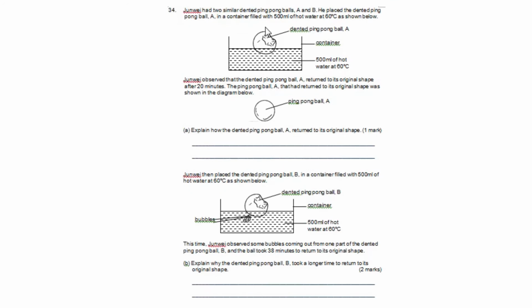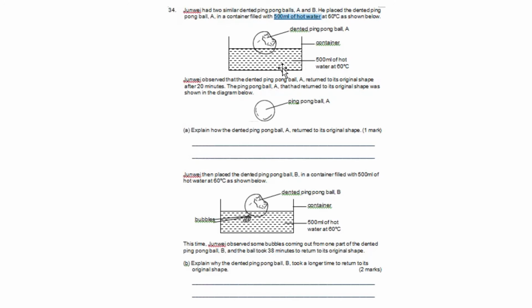Okay, let's take a look at question 34. Jungwei had two similar dented ping-pong balls. Dented here means that it's just been pressed. Can you see? A and the one over here, B. He placed the dented ping-pong ball A in a container of 500 milliliters of hot water. Now this seems like a clue: hot water, and it's 60 degrees. So you can see here, this is the dented ping pong ball in a container of 500 ml of hot water.